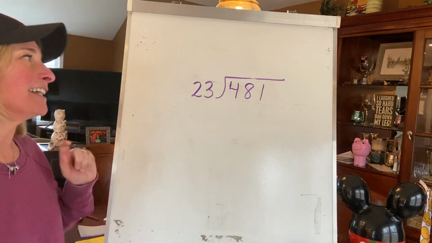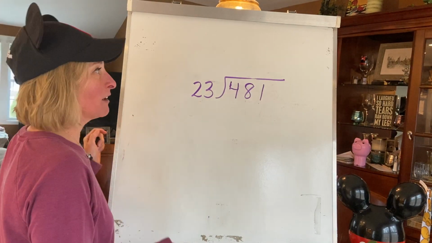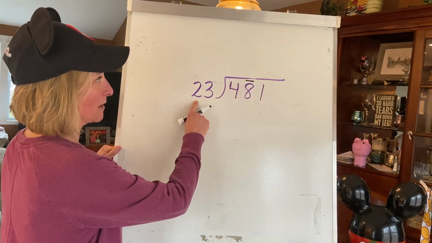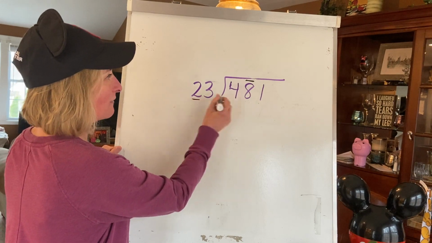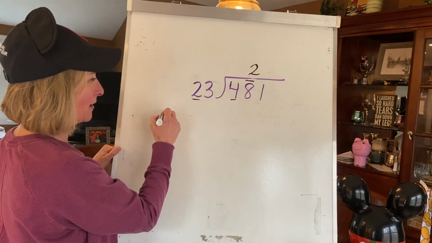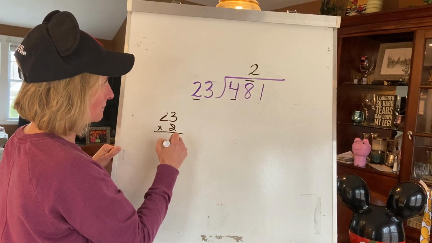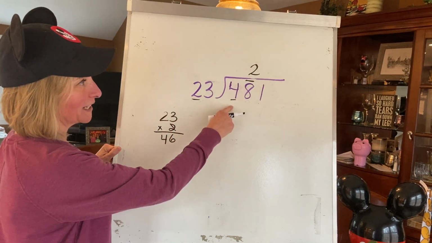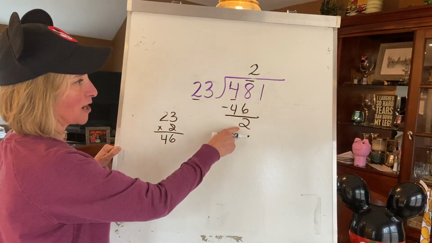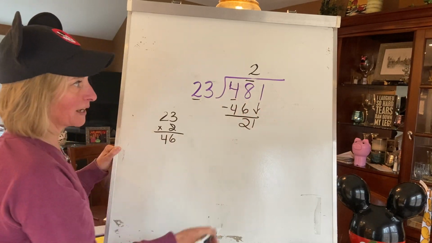All right, so the first one was a division problem where there was a remainder. I'm going to solve it like you always would solve a problem, where I would start over the 8 because 48 is bigger than 23. So I say to myself, how many times can 2 go into 4? That's 2, so I'm putting it up there. Then I multiply my 23 times 2 to get 46. 46 is smaller than 48, so I put it under here. Then I subtract, I get 2. 2 is smaller than 23, so I bring down my 1.